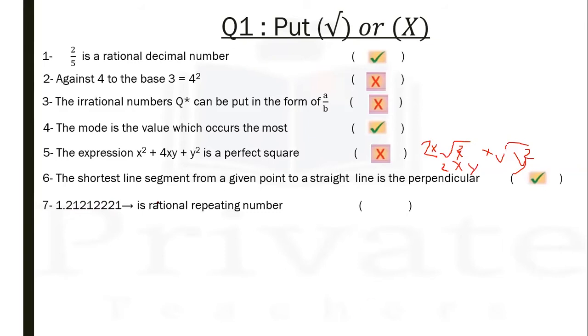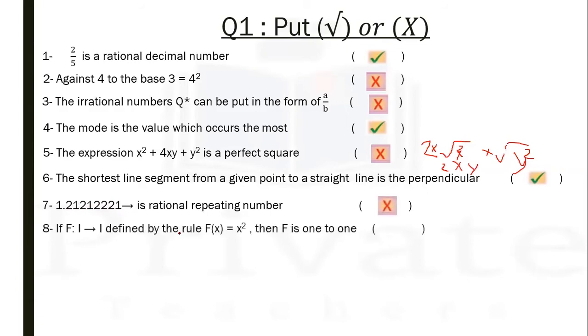Yet it is an irrational number because it is not terminating. Here we have this arrow, that means this number is not terminating, and also it is not repeated in the same way, in the same pattern. So we call this number an irrational number, not a rational repeating number.